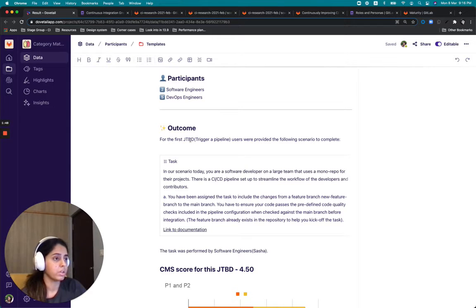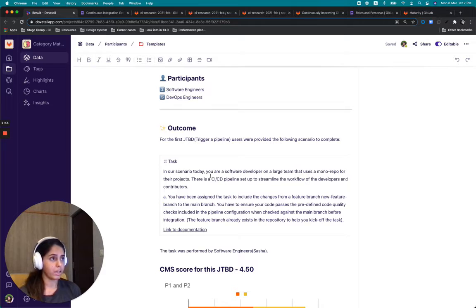So for the first job to be done, which was trigger a pipeline, users were provided with the following scenario to complete. The scenario demanded that the participants play a software developer on a large team that uses a monorepo for the project. And they had to assume that there's a CI/CD pipeline which has already been created for the project to streamline the workflow for all the developers contributing to the same project.